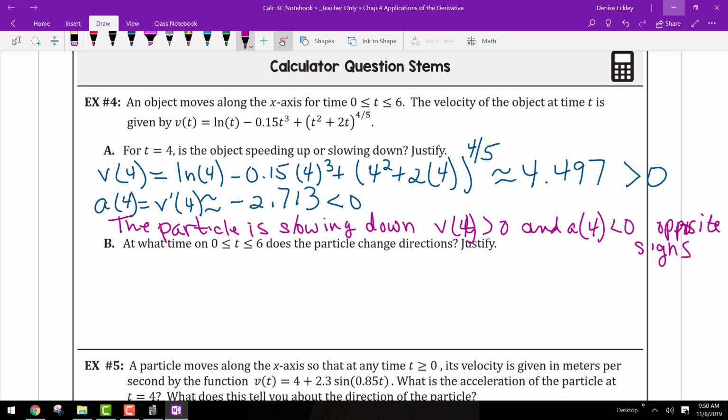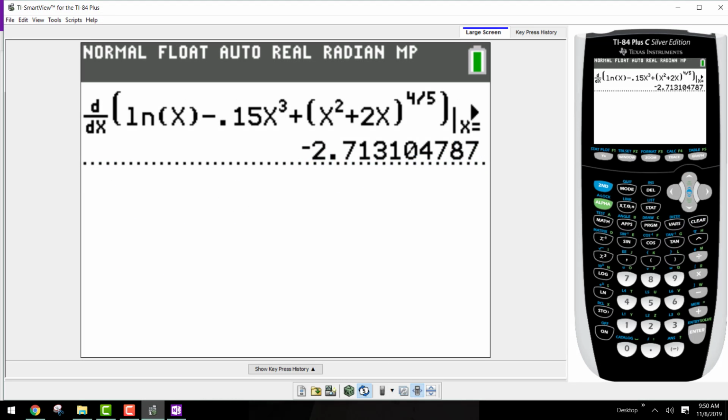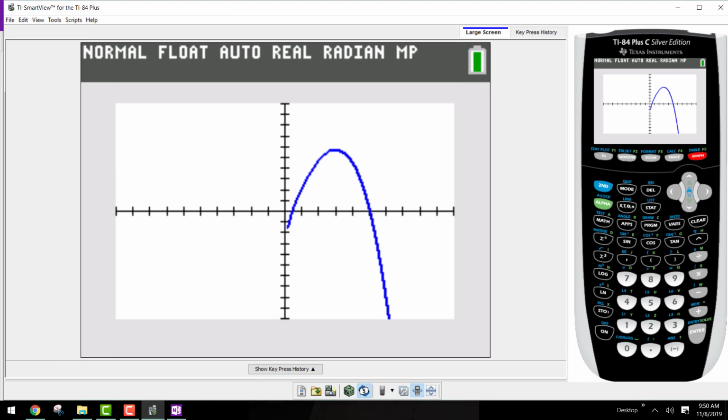At what time in 0 to 6 seconds does the particle change directions? Justify. So looking at our graph here, we want where v of t equals 0 if it has to change directions. On the graph, you can see that we have 2 zeros. One's exactly at, is that 6 seconds? 1, 2, 3, 4, 5. Excuse me, 5 seconds.